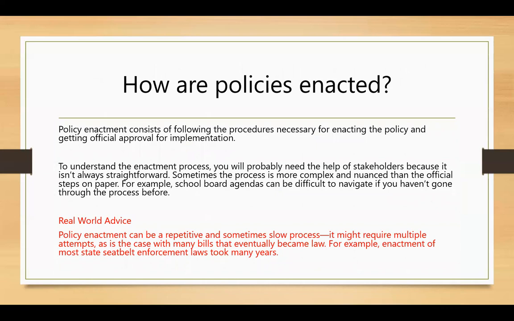How are policies enacted? Policy enactment consists of following the procedures necessary for enacting the policy and getting official approval for implementation. There is actually going to be a policy. You will find it's usually policy 1.1 that states how policies are created. Okay? If it's not, it's in the back. To understand the enactment process, you'll probably need the help of stakeholders because it isn't always straightforward. Sometimes the process is more complex and nuanced than the official steps on paper. For example, school board agendas can be difficult to navigate if you haven't gone through the process before. I'll tell you this, city council meetings are hard to navigate if you've never done the process before.